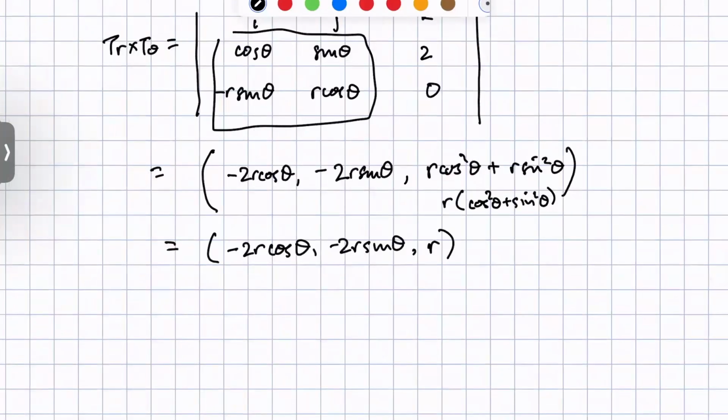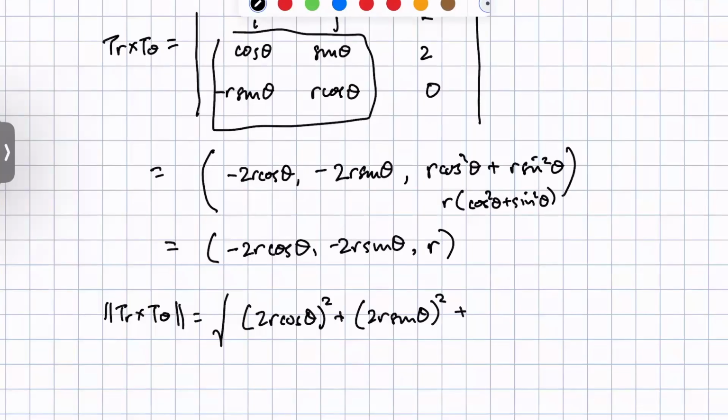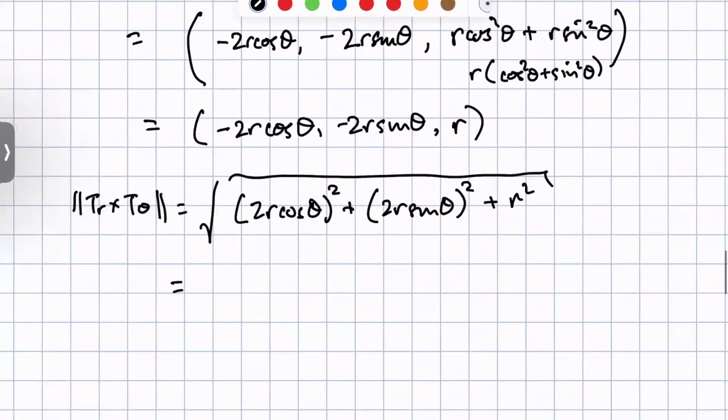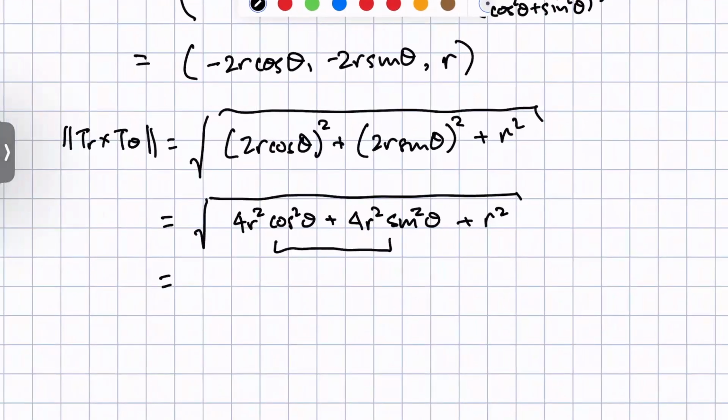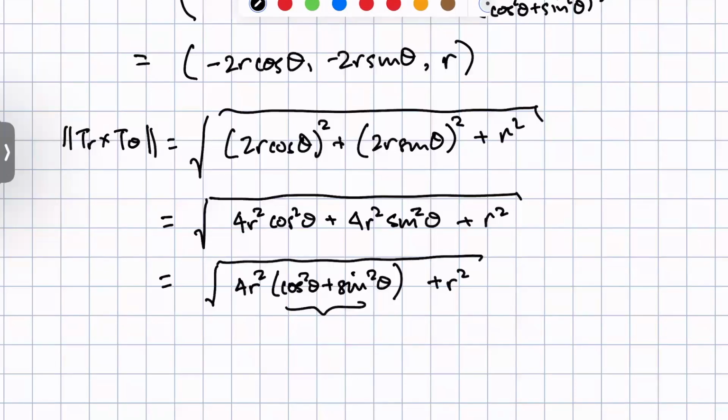So our norm is given by the norm of Tr cross T theta, which equals the square root of, let me just get rid of the negative sign since we're squaring, 4r squared cosine squared theta plus 4r squared sine squared theta plus r squared. Now notice I can factor out a 4r squared, but what remains is just equal to 1, plus r squared. So this is just 1, and then I have 4r squared plus r squared, which is 5r squared. So the square root of 5r squared equals the square root of 5 times r.